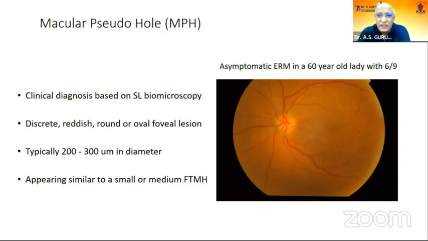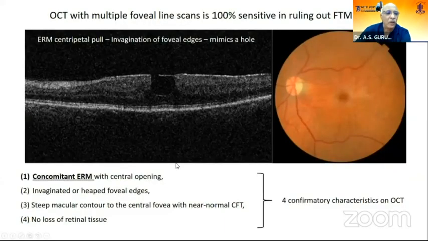It is an asymptomatic ERM in a 60-year-old lady with 6/9 vision. It appears as a discrete red, orange, or oval lesion, similar to a small or medium FTMH measuring about 200 to 300 microns in diameter. And what actually happens in pseudohole is that there is a concomitant ERM with a central opening, which, because of its centripetal contraction, causes an invagination of the edges, deepens the foveal pit, and causes a hole-like appearance. There is no loss of retinal tissue.